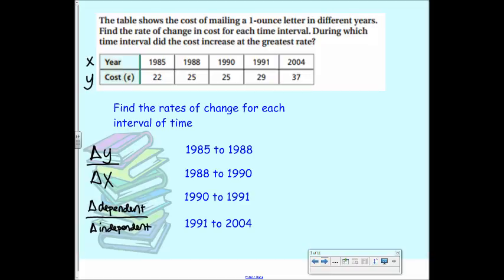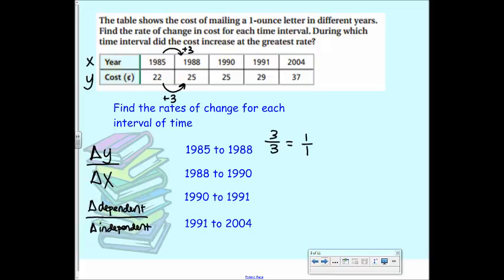So if the cost is 22, we're looking for the rate of change. What's the rate of change from 22 to 25? Plus 3. What's the rate of change in years at that time? Plus 3. So the rate of change from 1985 to 1988 would be 3 over 3, all right, because you changed 3 cents and 3 years. What does that reduce to? 1 over 1.